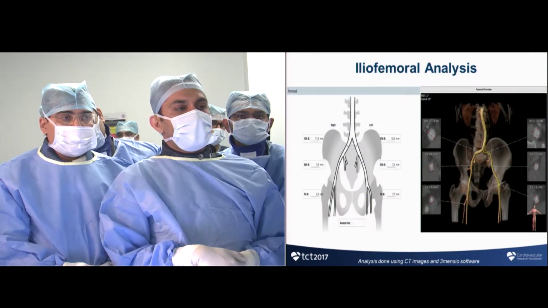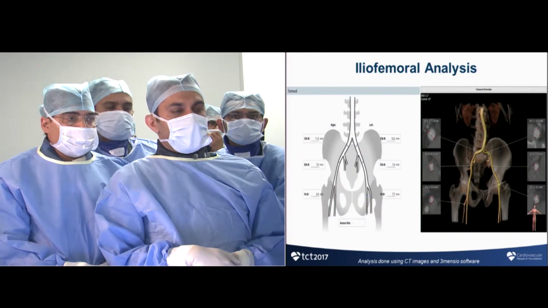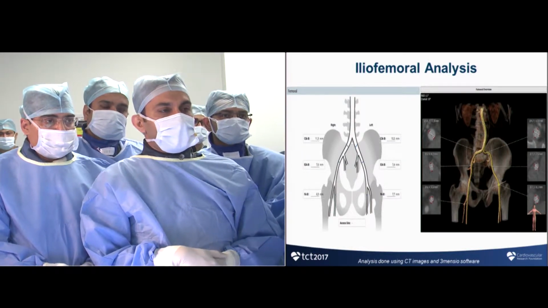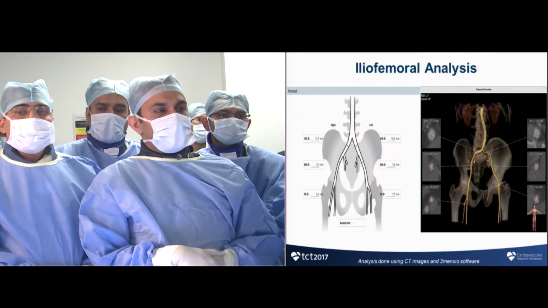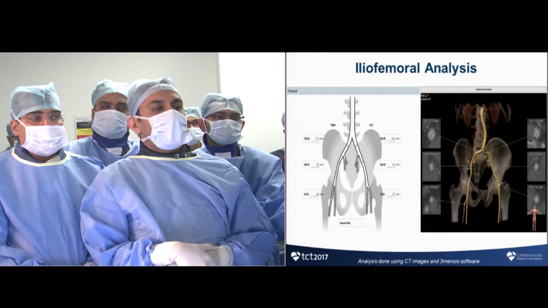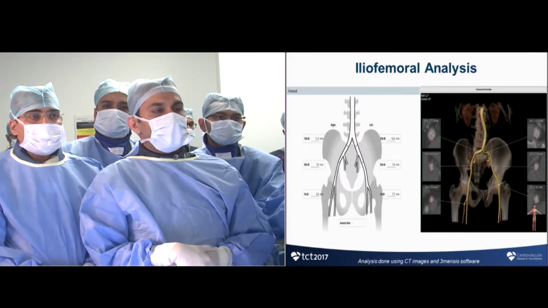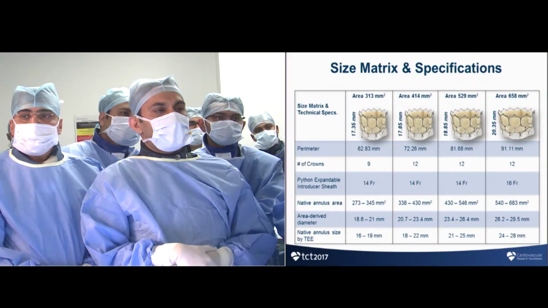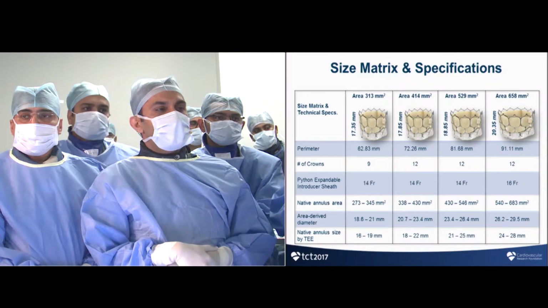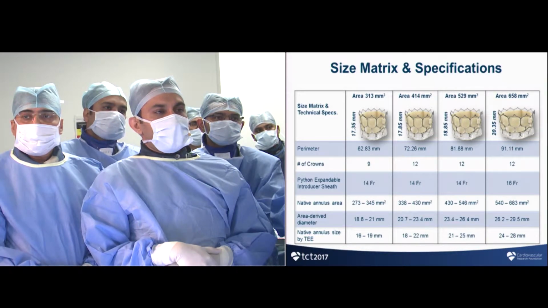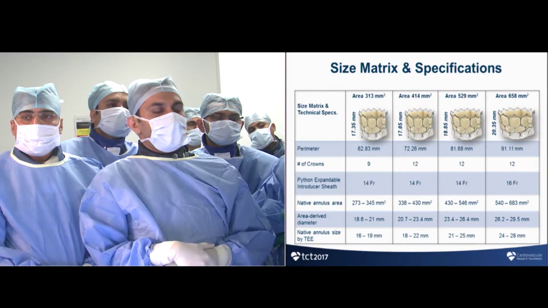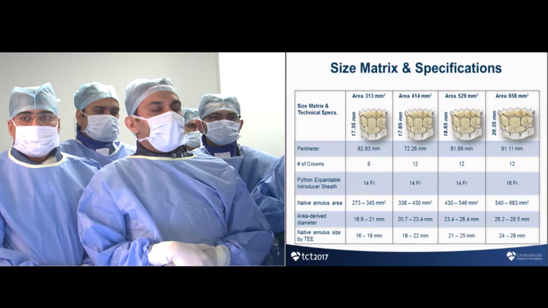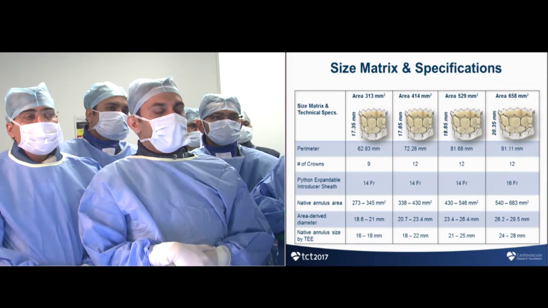This system is compatible with a 14 French Python sheath or a 22 French sheath. This is the 22 French system when it is loaded inside a sheath, and here you can see the femoral, common iliac, and external iliac dimensions are more than 7 to 7.5 mm. This is the sizing chart of the valve. This valve is sized based on the area, and if you look at the sizing chart, this patient qualifies for a 23 millimeter transcatheter aortic valve, which is almost no oversize if you look at the area derived diameter of the annulus.